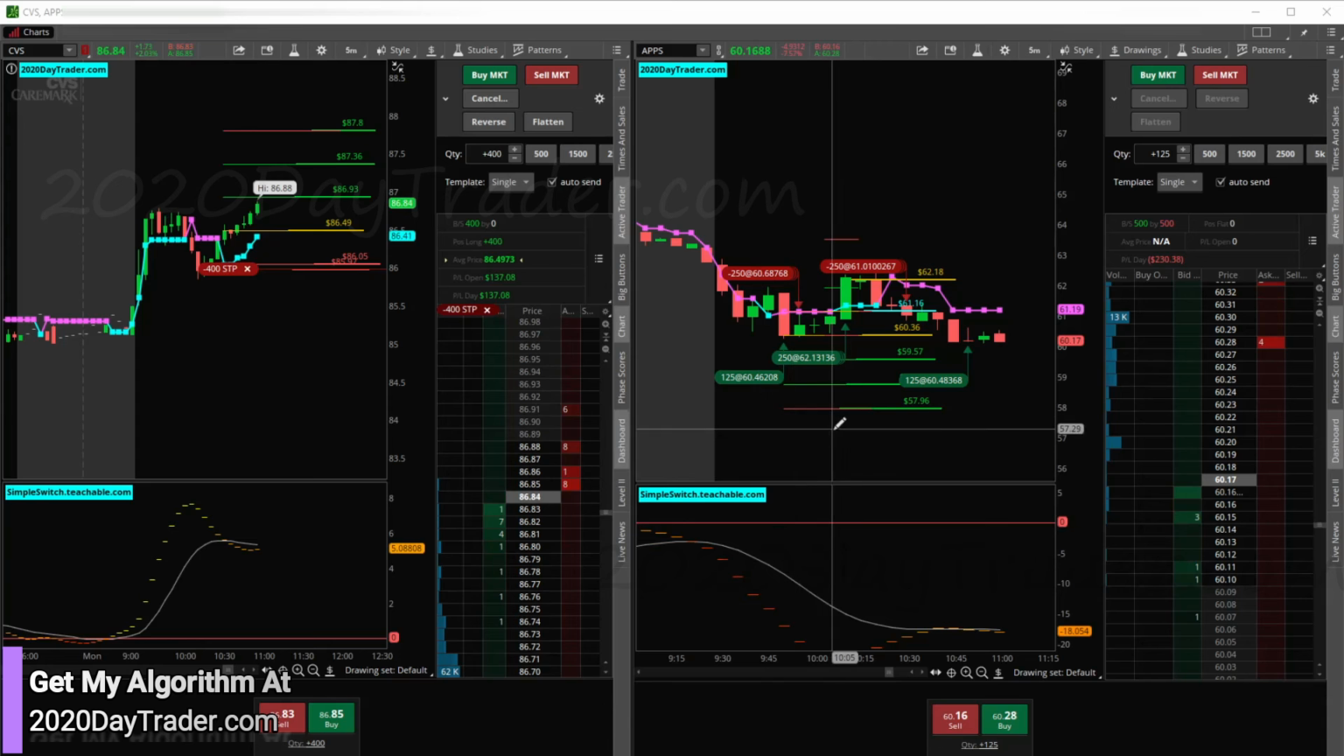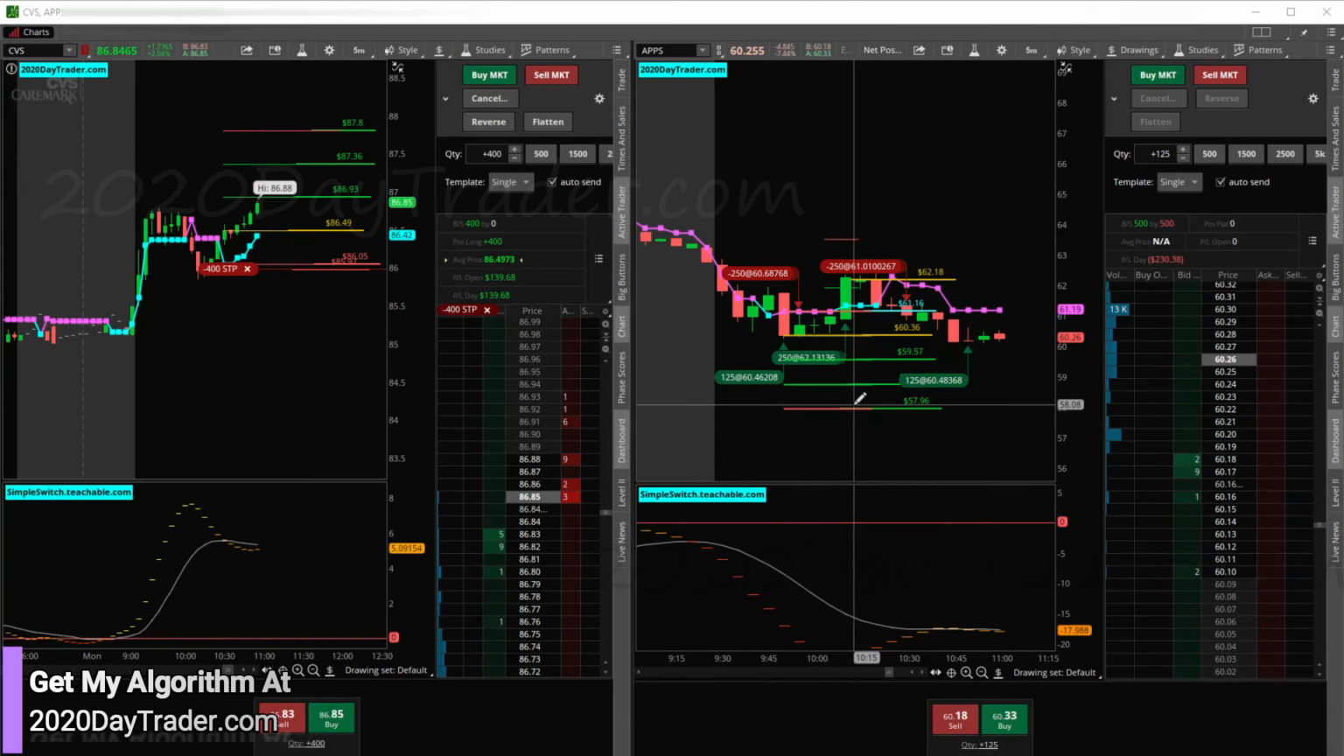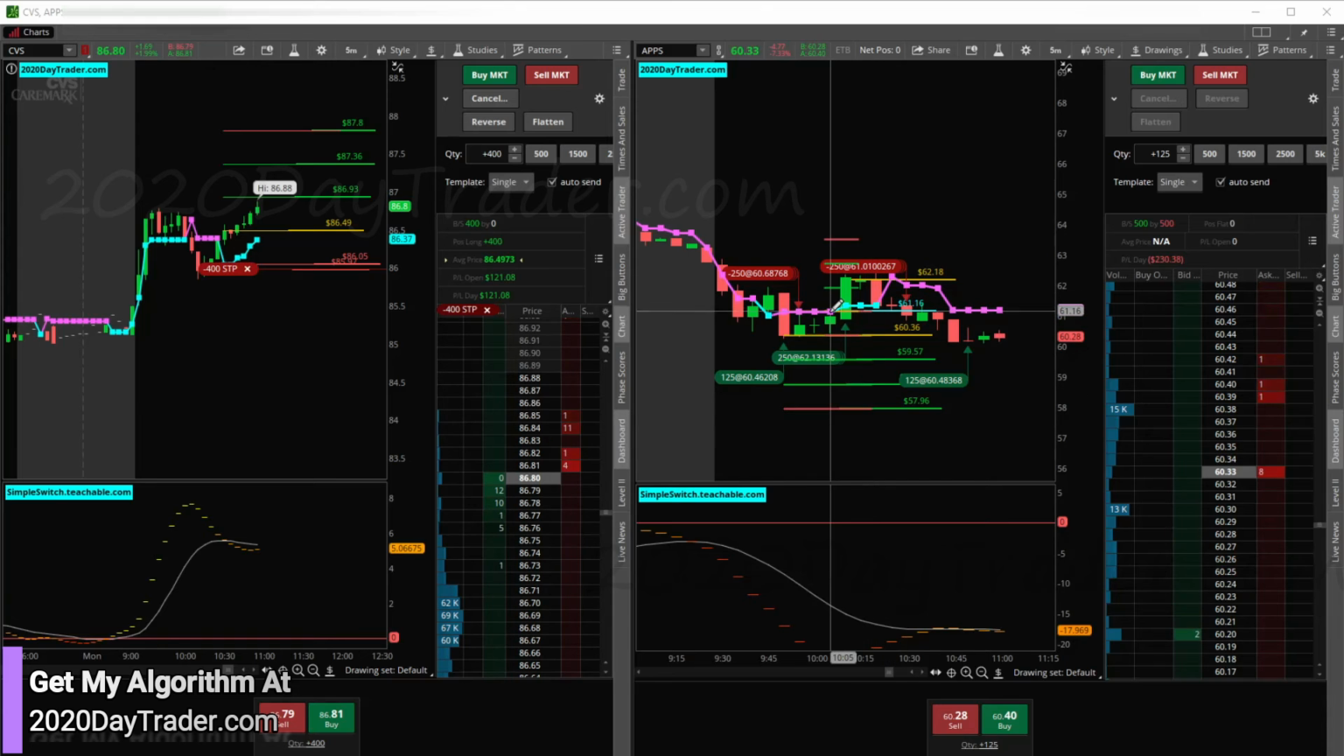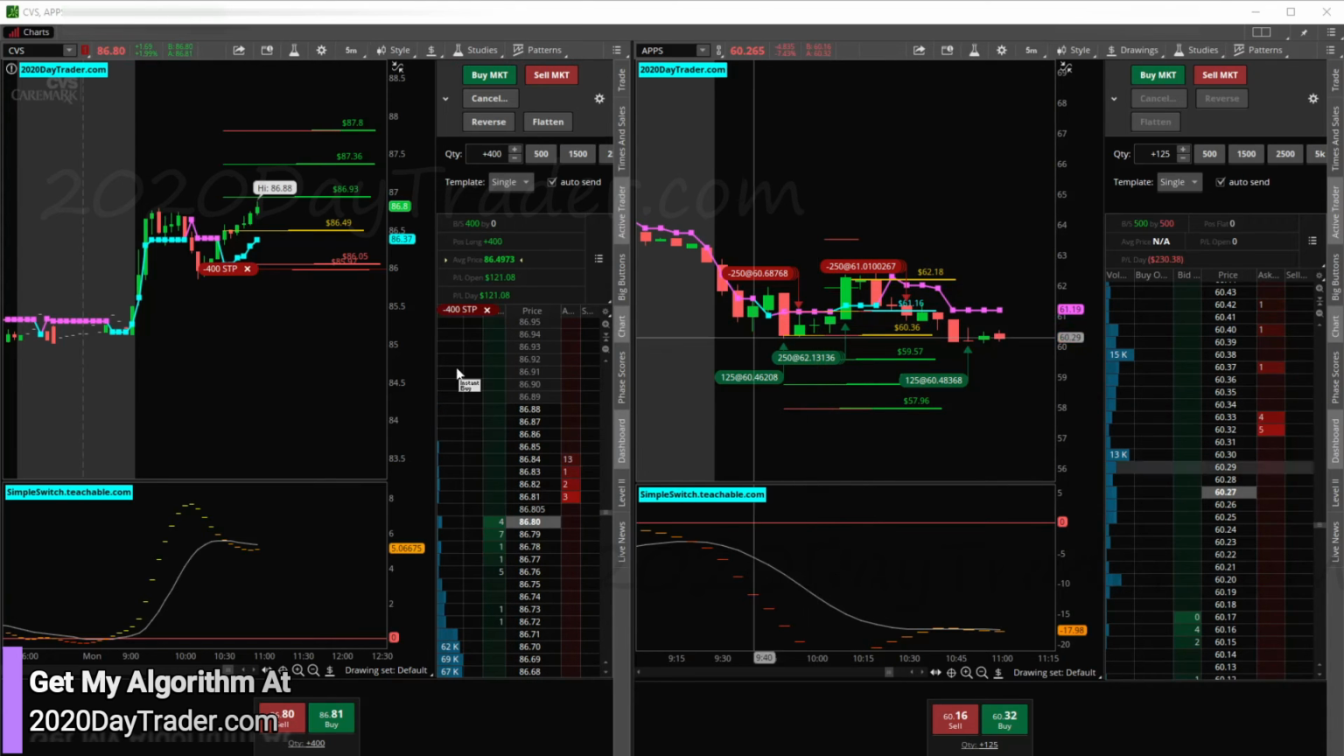And in reality, if I traded APPS better, I could have had a green day. I'd already be in a nice green day. I'd be up a couple hundred dollars probably. But I didn't trade it well, so that's how it is.